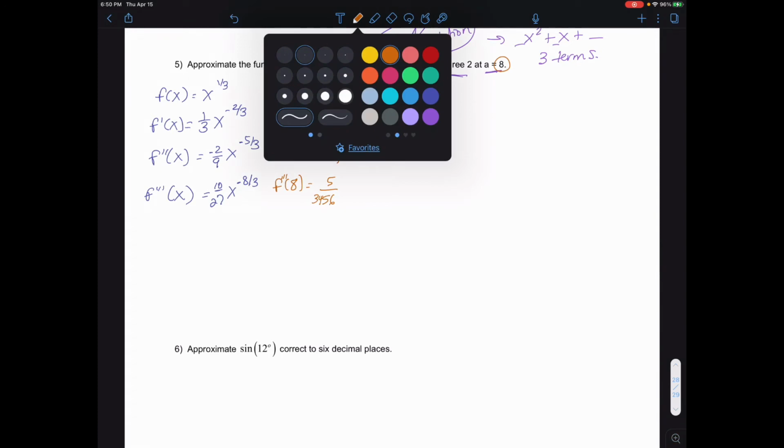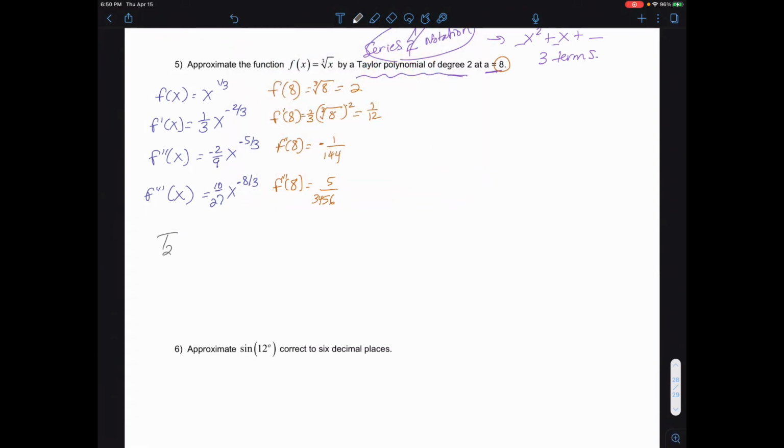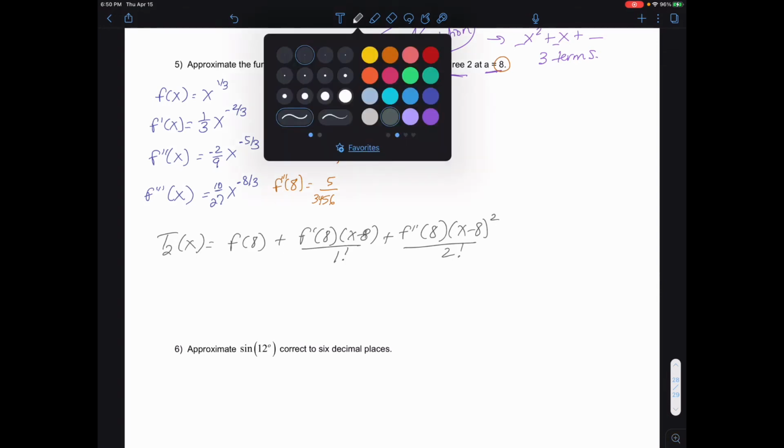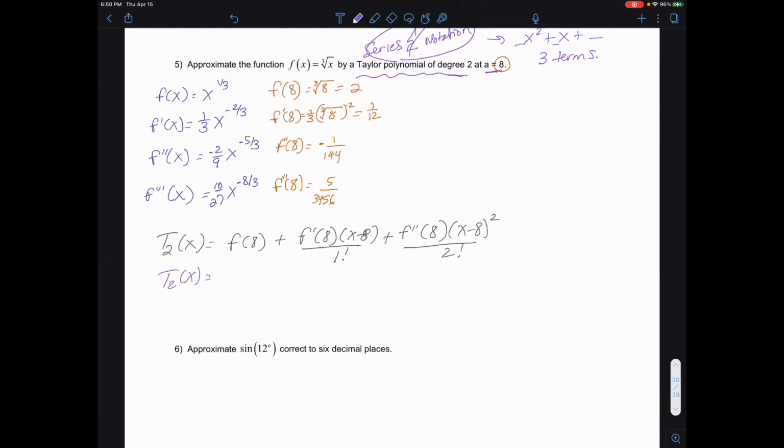So now let's see if we can start to write this series. Our Taylor polynomial of degree 2 of x is equal to f of 8 plus f primed of 8 times x minus 8 over 1 factorial plus f double primed of 8, and I only need the first 3 terms, times x minus 8 squared divided by 2 factorial. Let's clean that up just a little bit. f of 8 we know is 2, and f primed of 8 was 1/12 times x minus 8, and 1 factorial is just 1, so I didn't need that, plus f double primed of 8 is negative 1/144, and that's going to be times x minus 8 squared over 2 factorial.